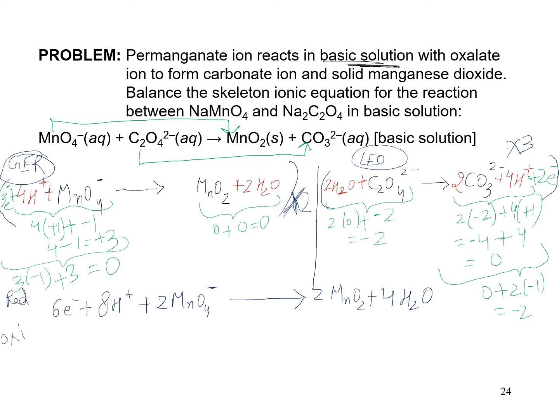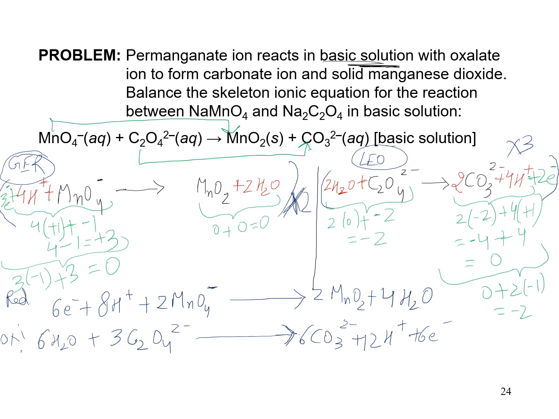Now I go to the oxidation reaction, which is this. This I'm multiplying by 3. So 2 times 3 is 6 water, plus 3 times 1 oxalate ion would give you 3 C2O4 2 minus, produces what? 2 carbonates, so 2 times 3 gives you 6 CO3, and each of them is 2 minus, plus 3 times 4 is 12 protons, plus 3 times 2 is 6 electrons.